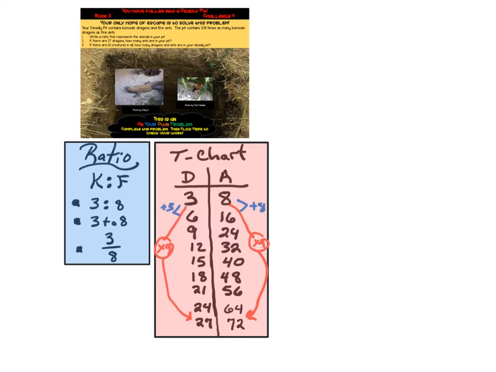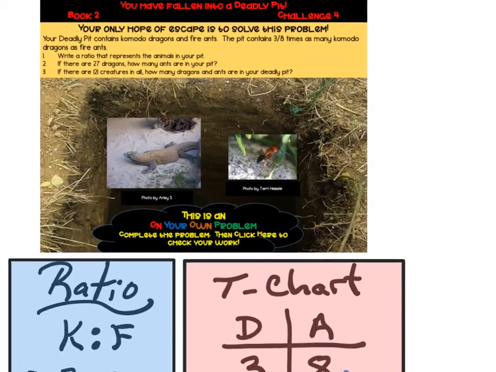So in answer to number 2, the old question, if there are 27 dragons, so you got dragons on this side, how many ants are in your pit? Bam, 72 ants. All right, let's move on to number 3 right there. All right, let's do this right here.